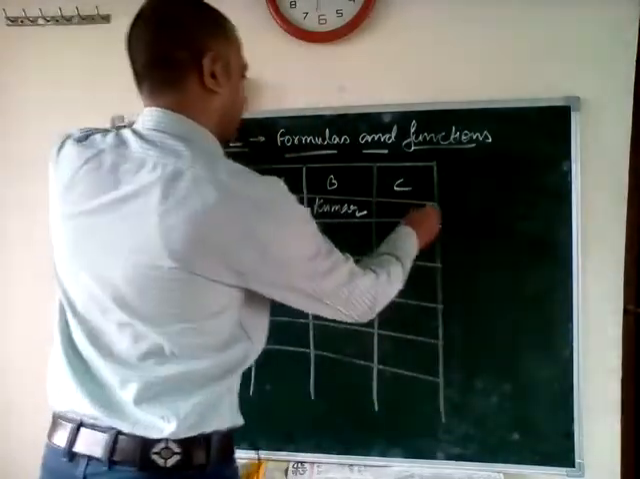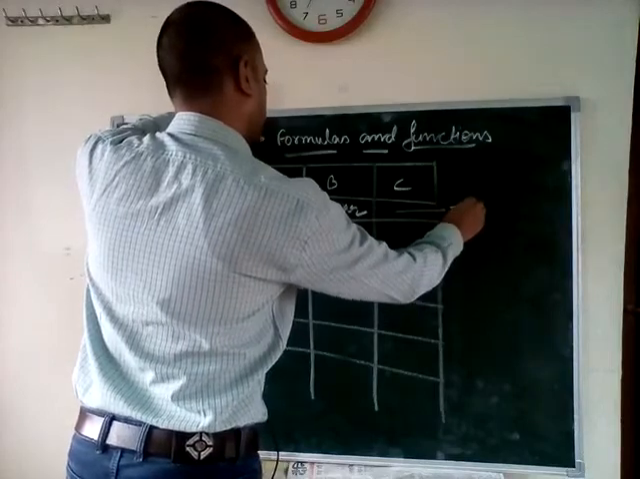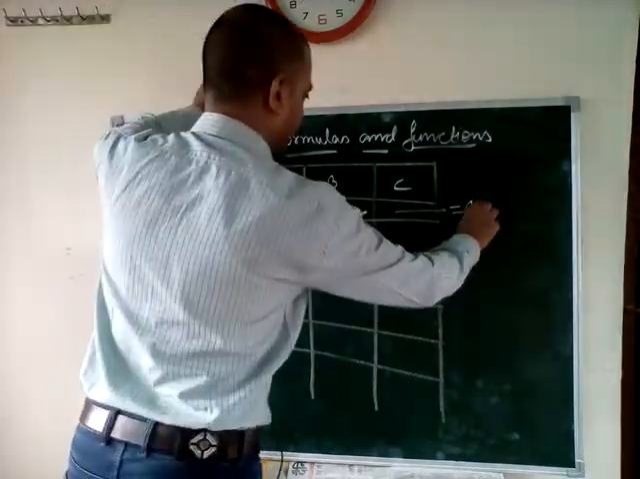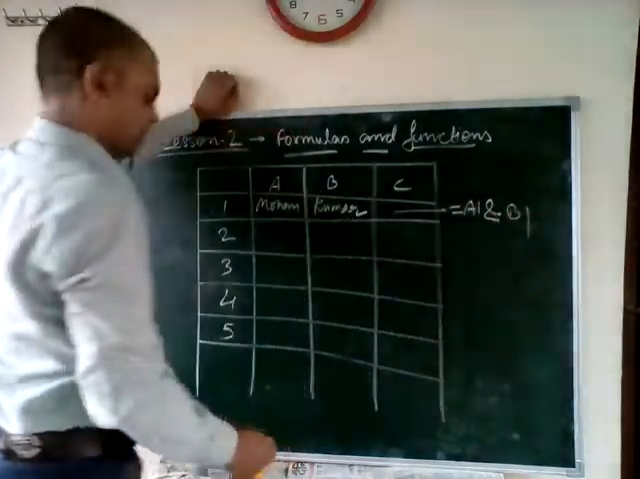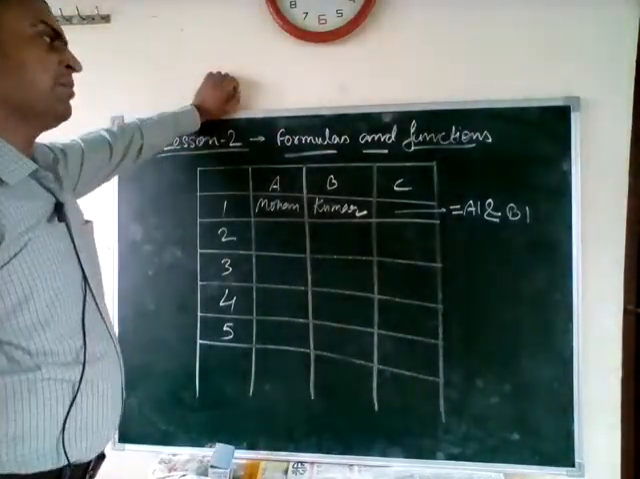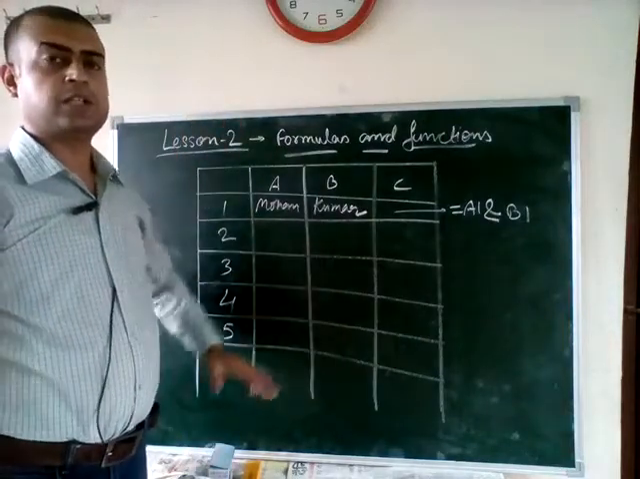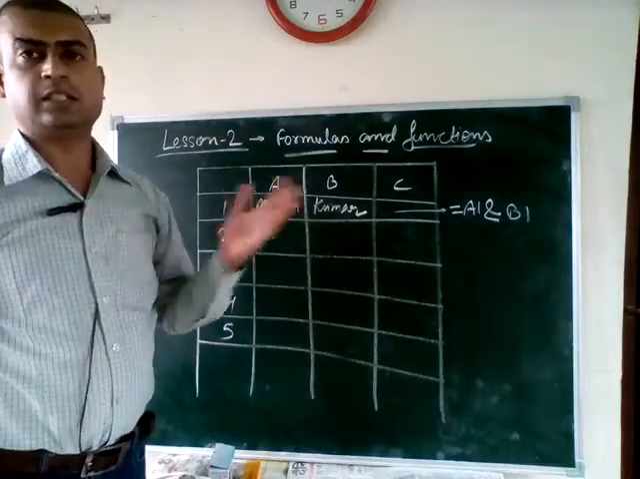Now here in C, what will you write? You will write simply equal to A1, the name of this cell is A1, and then the ampersand, and B1. So what will be the answer? And what is the meaning of this formula? This ampersand symbol is the concatenation symbol. Concatenation means it will simply join the words which you have written in the different cells.